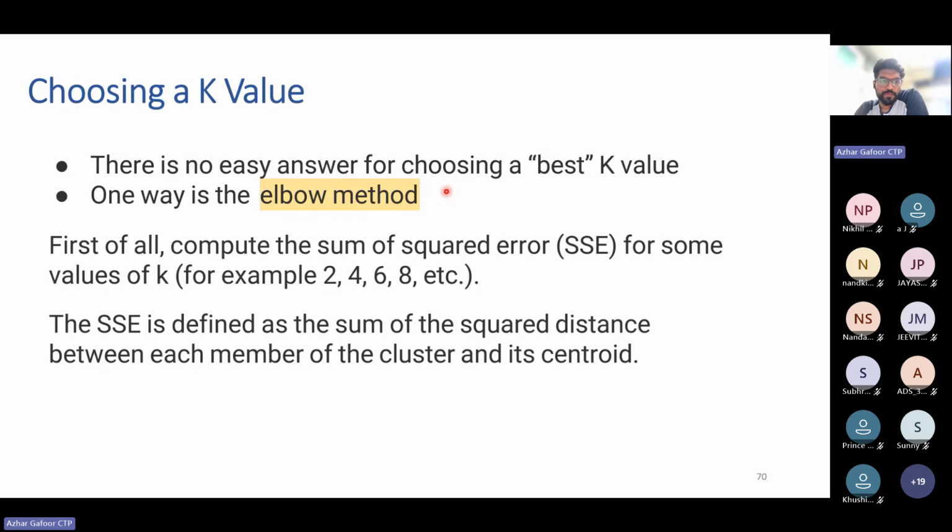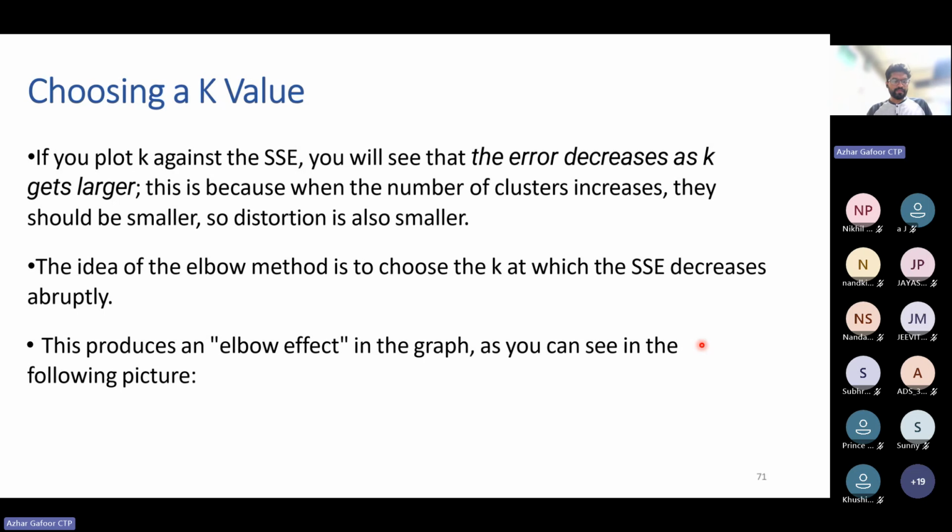Let's see what the elbow method is. First of all, we have to compute the sum of errors for some values of k. So let's say we start from the lower value from 2, then we go to 4 clusters, 6, 8, etc. So we'll compute the errors in each of these cases. Then the SSC, we have already seen, the sum of the squares of distances between each member of the cluster and its centroid. Now we are going to plot this SSC against K.